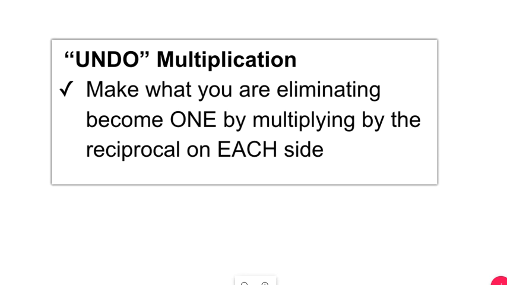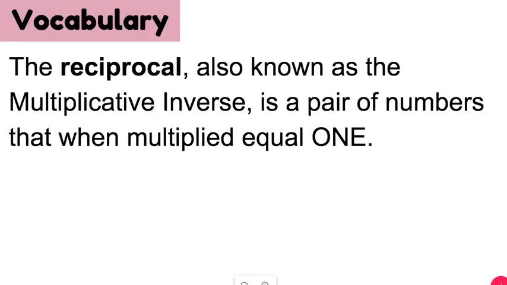To undo our multiplication, we need to make what we're eliminating become 1. So the goal is to make the number we're eliminating become 1. A way that you can think about this without having to memorize a bunch of different steps is remembering what a reciprocal is. So we can eliminate by using a reciprocal. And we're going to look at exactly what that looks like in just a minute. So let's review some vocabulary.